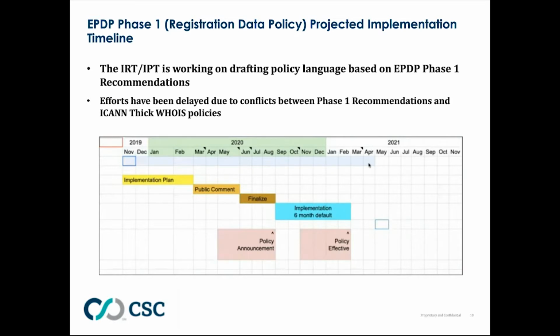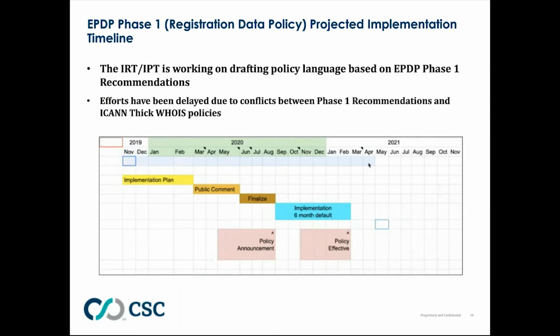The challenge has been, though, that their efforts have been delayed by conflicts between the Phase 1 recommendations and ICANN's thick WHOIS policies. And for those who don't know what thick WHOIS is, in the domain world, there's thin WHOIS and thick WHOIS. Thick WHOIS is where the registry holds all the contact information, and they're the authoritative source for that WHOIS information. A thin registry is where the registry doesn't hold the contact data. The registrar, who is the sponsoring registrar of the registration, holds that contact data, and they are the authoritative source for the WHOIS information.